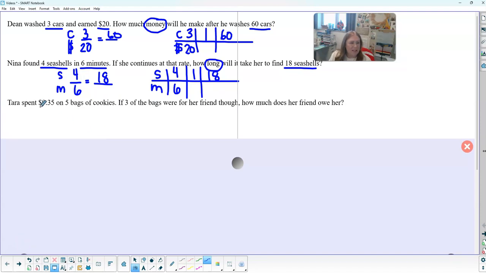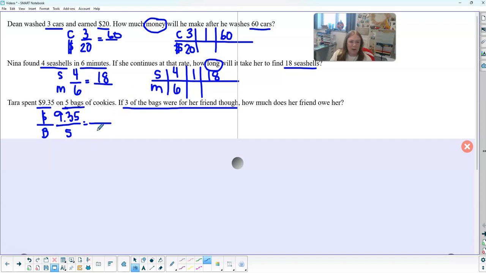Next up we have Tara spent $9.35 on 5 bags of cookies. 3 of the bags were for her friend though. So how much does her friend owe her? She doesn't owe the whole total because they're not all for her. So we have money and we have bags of cookies. She spent $9.35 on 5 bags. Now I want to know how much 3 bags is going to cost.